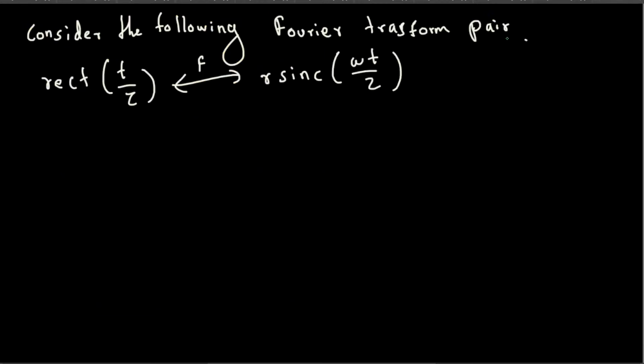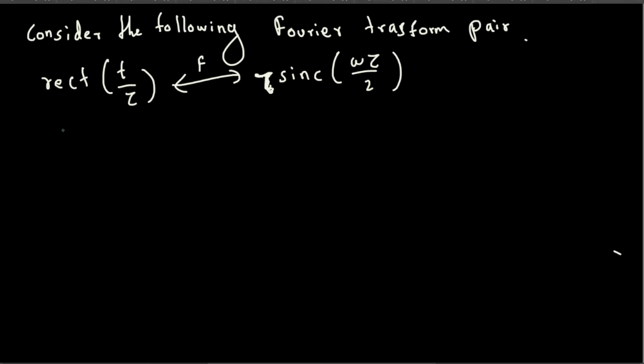But here for the rectangular it's different. This is tau sinc omega tau over 2. So that's the difference: if you have triangular, you're going to have one thing, and when you have rectangular, you're going to have a different thing. That's the thing to notice here.